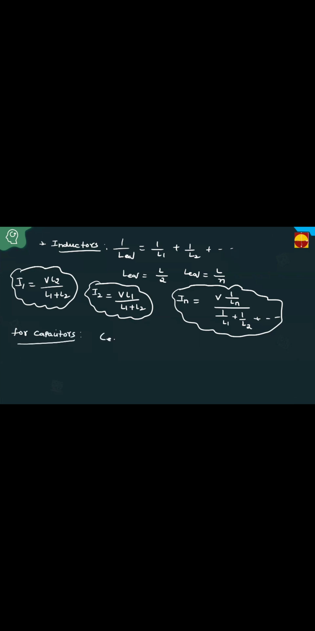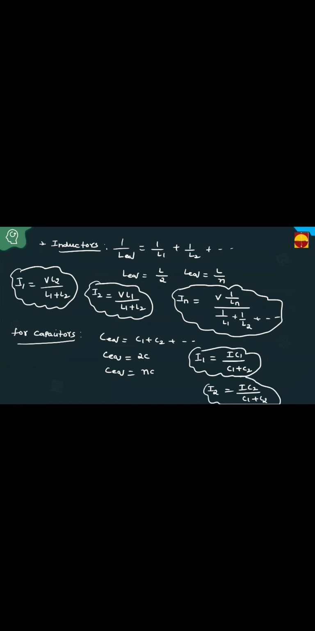For capacitors in parallel, this is different. What is the equivalent? C1 plus C2 plus and so on. Two equal capacitors in parallel, C equivalent equals 2C. N capacitors in parallel, NC. What is I1? I into C1 by C1 plus C2, the same capacitor. See the difference, friends. Just for quick revision, I am giving this summary. Capacitors in parallel are similar to resistors in series. The nth current through the nth capacitor, In equals I into Cn by C1 plus C2 plus and so on.